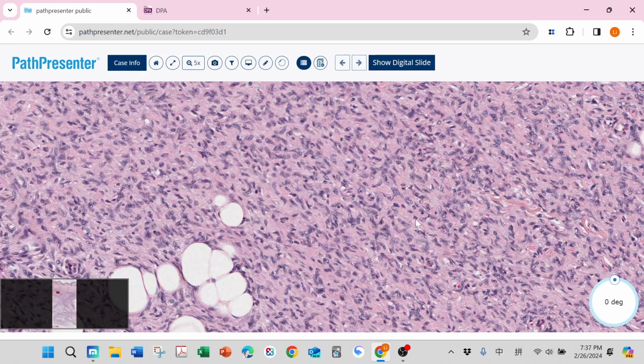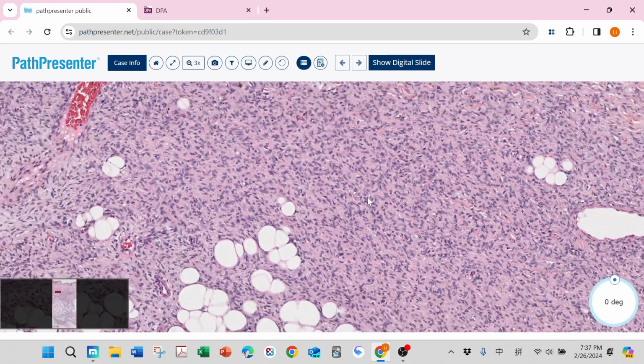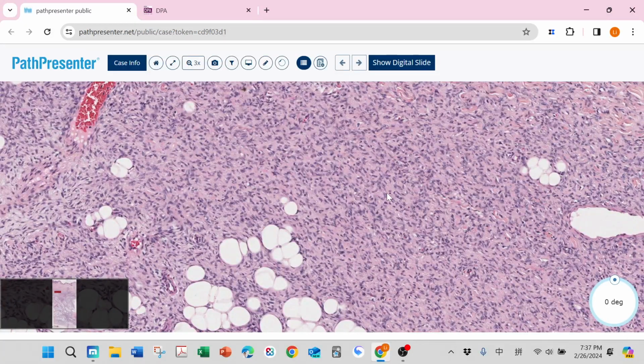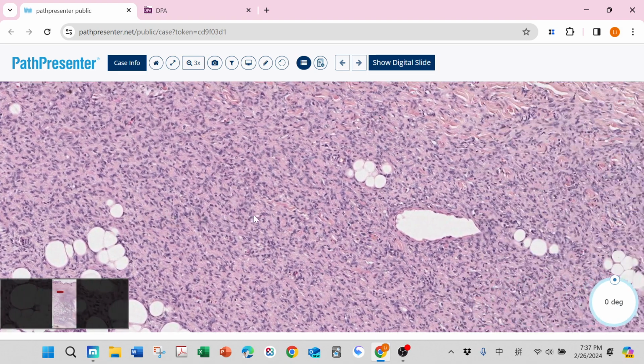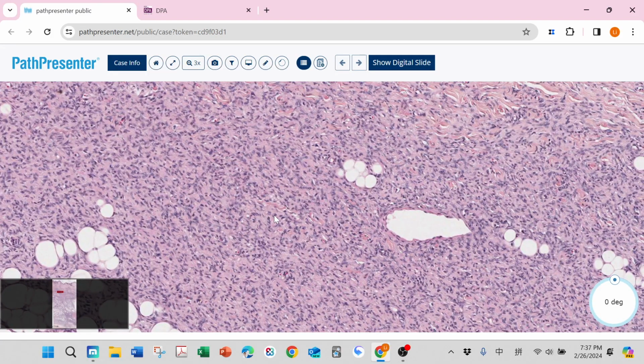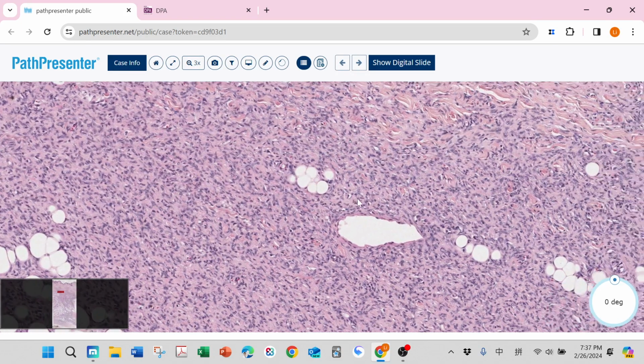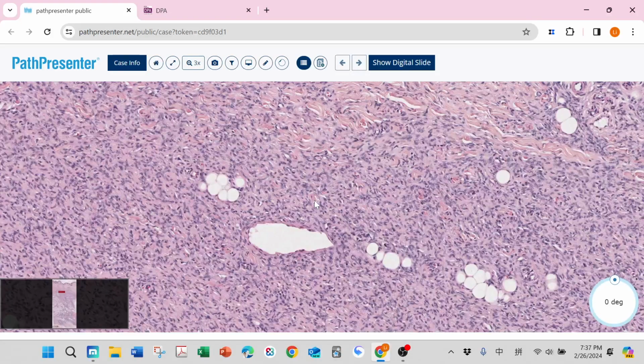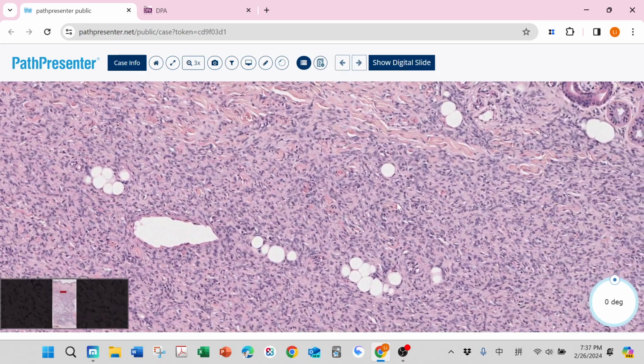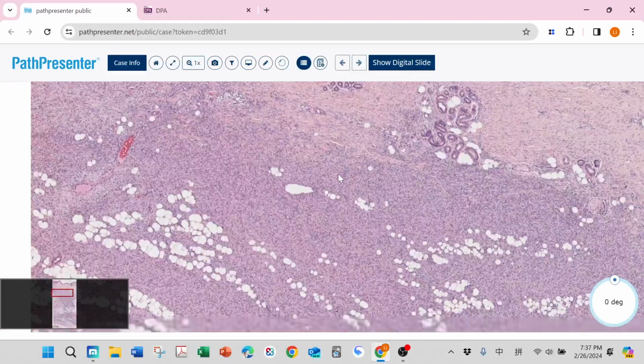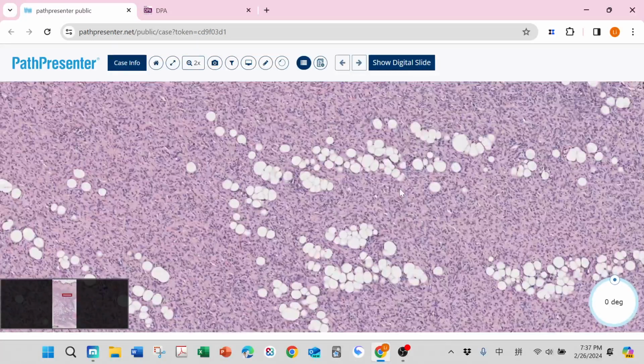For DFSP, the characteristic translocation is collagen 1A1 and PDGFB. Sorry, excuse me, that is PDGFB. That is the more common fusion. The other fusion partner is PDGFD. Then really nice collagen pattern.